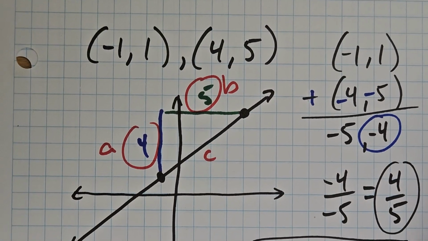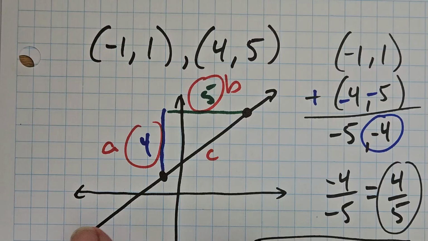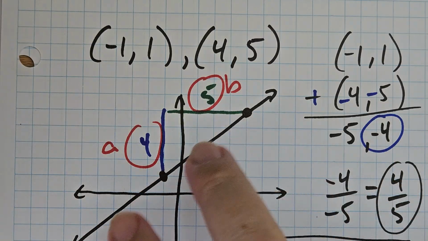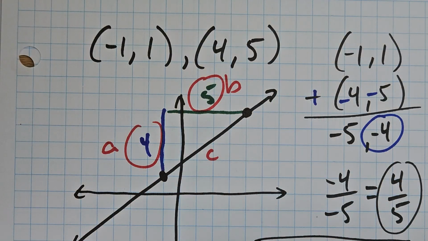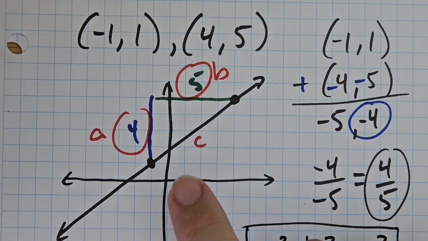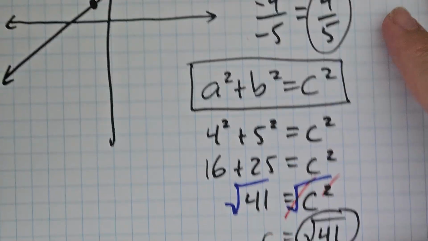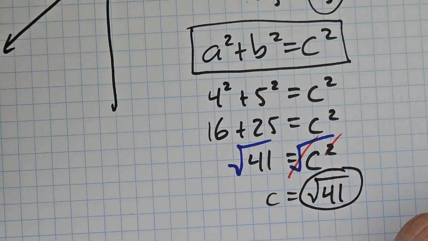So we have 2 points. We know how to graph them, draw a line, the line that is defined by those 2 points, right? We know how to calculate the slope, 4 over 5, and we also know how to calculate the distance between those 2 points.